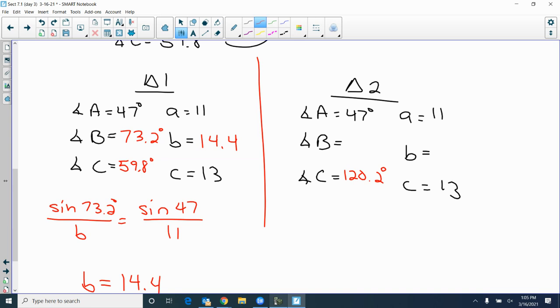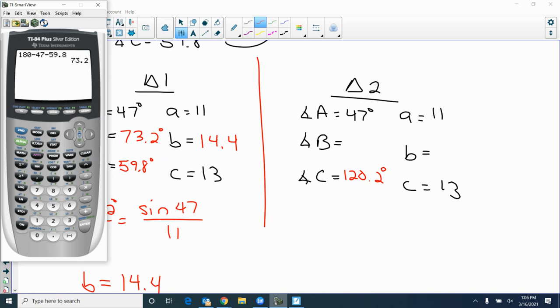Now that would be your first triangle there. Second triangle, we got to take 47 and then 120.2. Take those away from 180. So 180 minus 120.2 minus 47, 12.8.